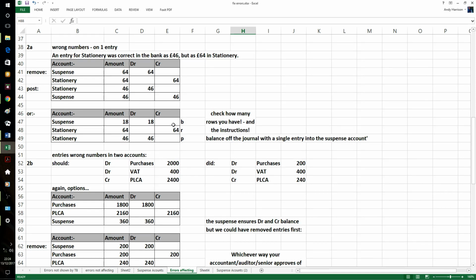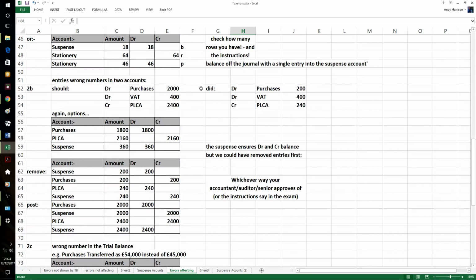So check how many rows you've got, read the instructions, and if they wanted you to do it this way, it would say something along the lines of balance off the journal with a single entry into the suspense account. So they give you a hint that they want the single entry into the suspense account.